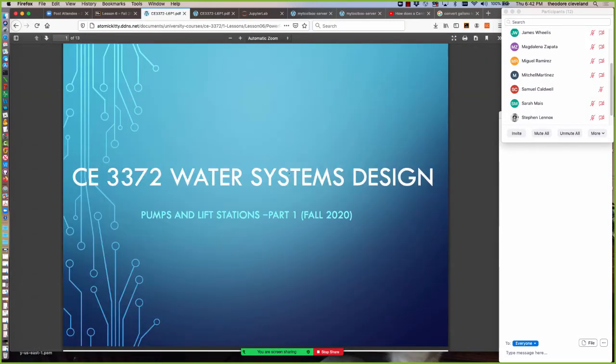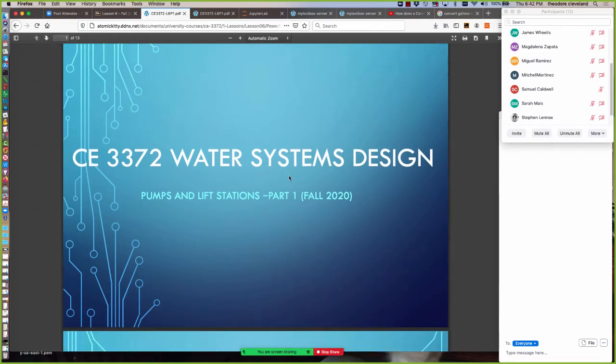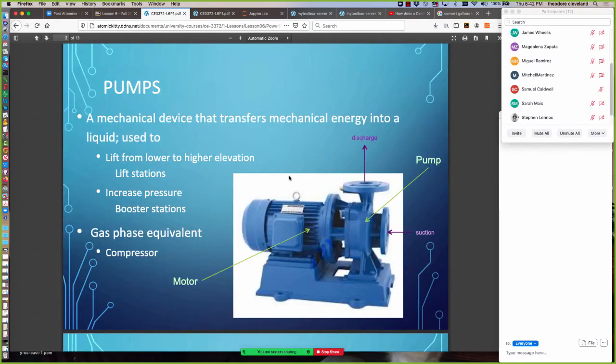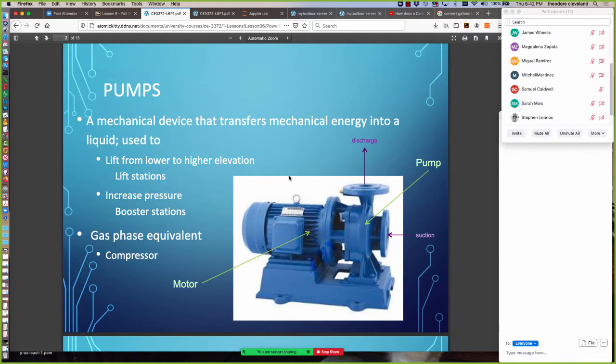Moving on with the lesson, so I'll talk at you for a while. This is part one. We'll discuss what a pump is. So it's a device that imparts energy into a liquid, and it's used for lifting. In our case, the liquid is water. It's used to lift water from lower elevations to higher elevations, and characteristically the places that do that are called lift stations. So a lift station isn't just the pump, it's the infrastructure that supports the pump.